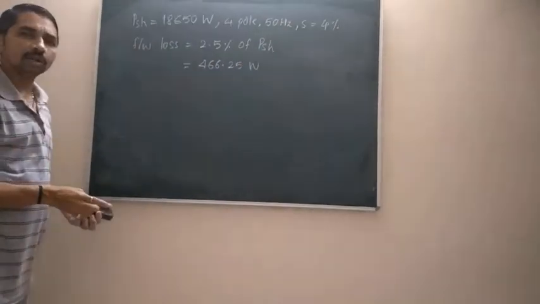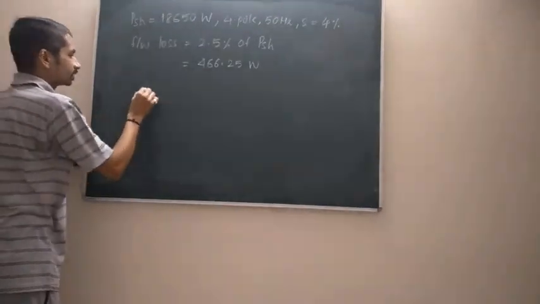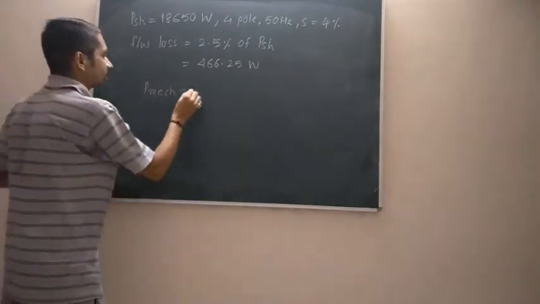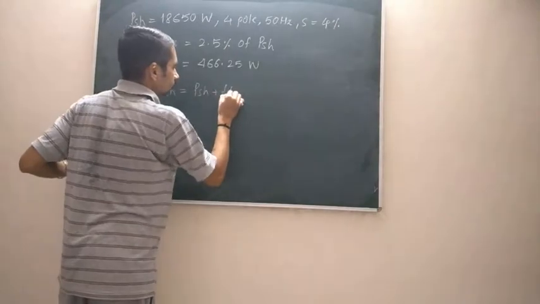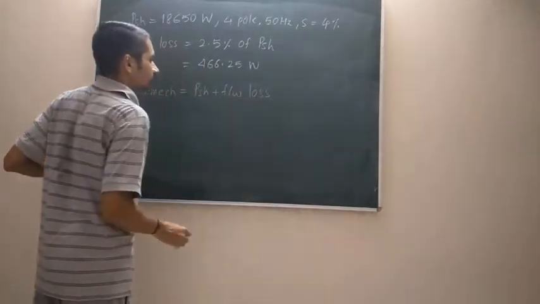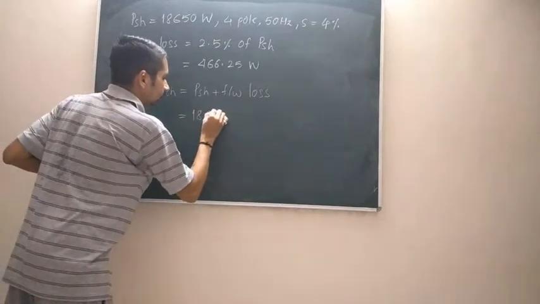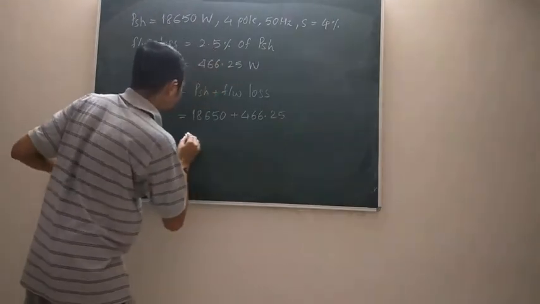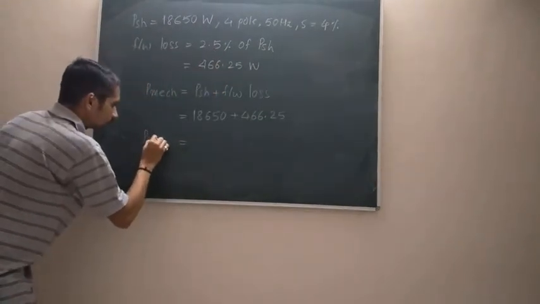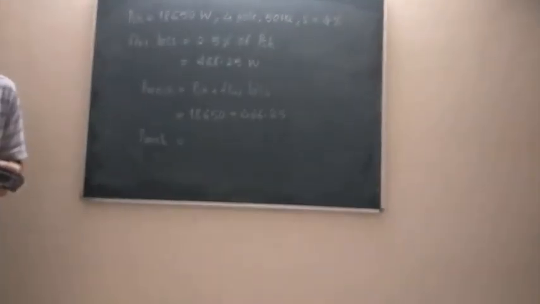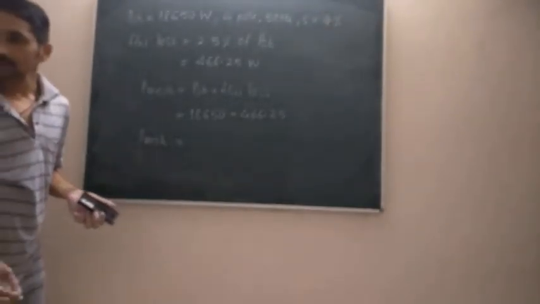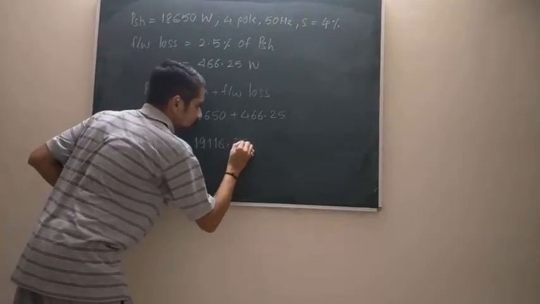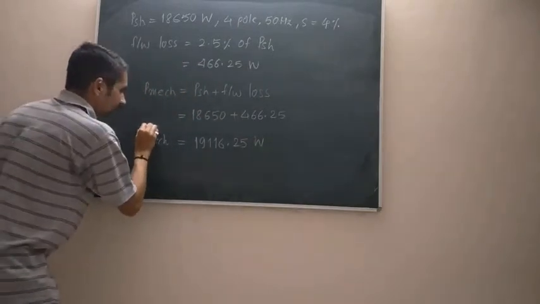Now if you recall the power flow diagram, from this much information I can calculate the mechanical power, that is P mechanical, as PSH plus my friction windage loss. So it will be 18,650 plus 466.25, and therefore the P mechanical, that is the mechanical power, is coming out to be 19,116.25 watts.